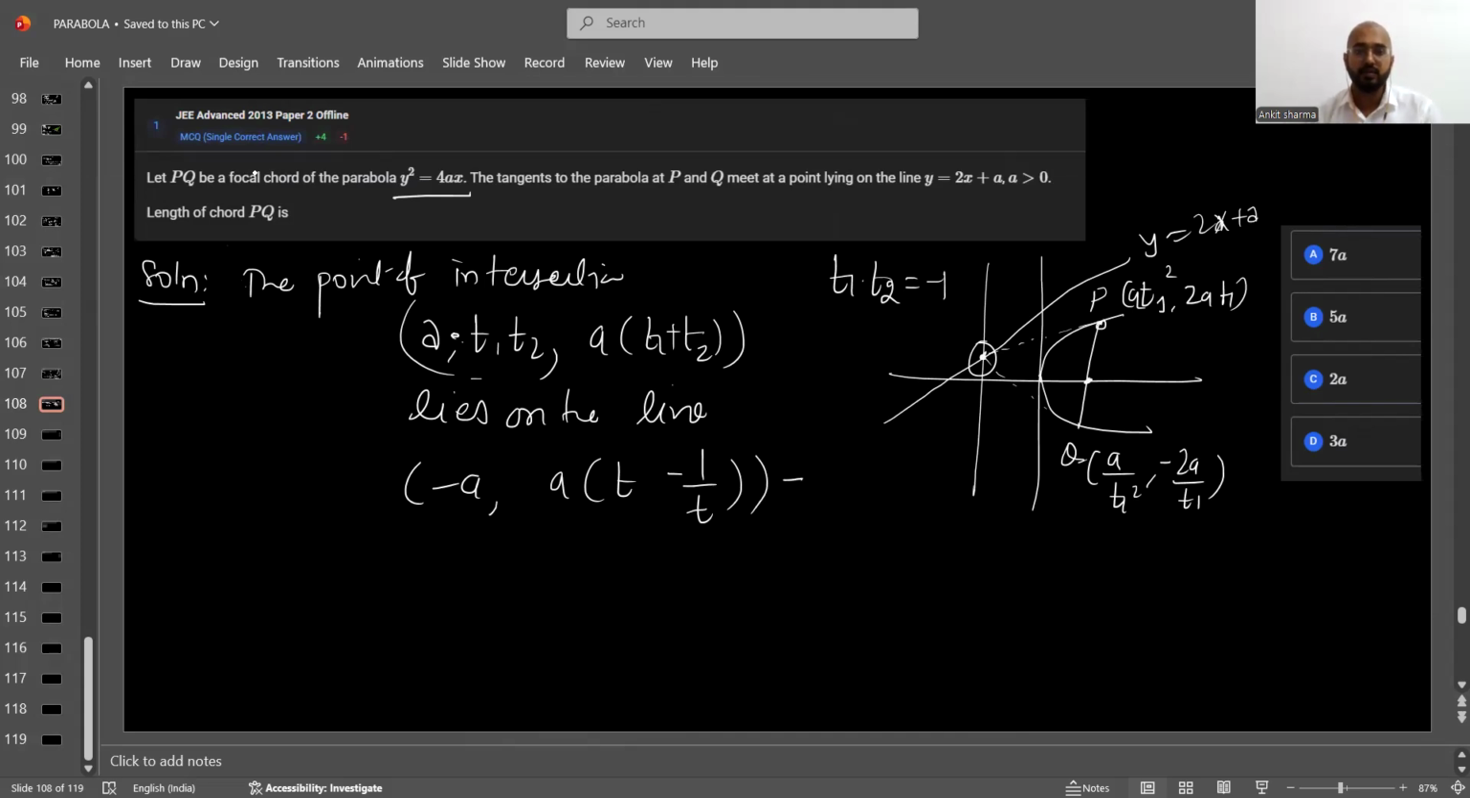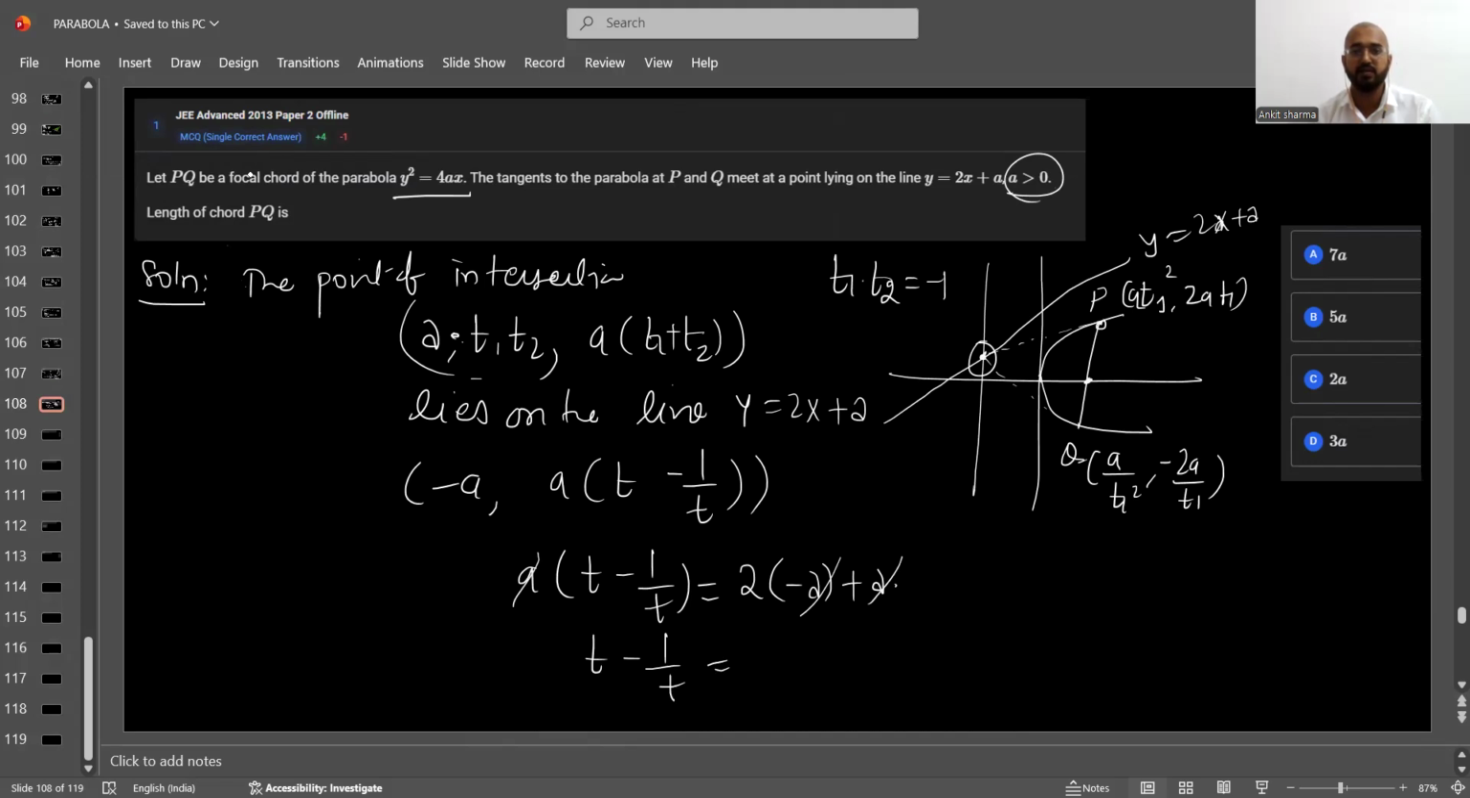So this point lies on the line y = 2x + a. We can plug in this point on the line. So y is a(t − 1/t), and that is equal to 2 times x, which is −a, plus a. The a is given to be positive, so I can cancel a from everywhere. I get (t − 1)/t equal to 1 − 2, which is −1. So t − 1/t is basically −1.